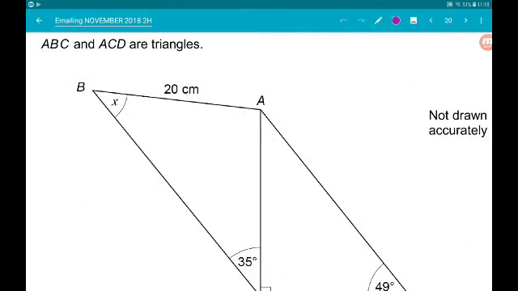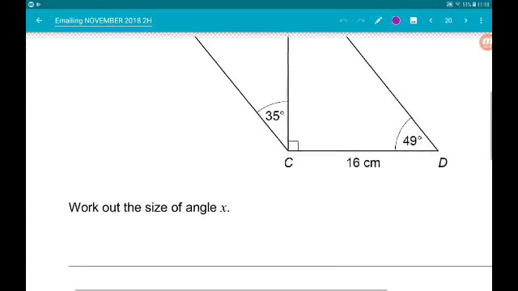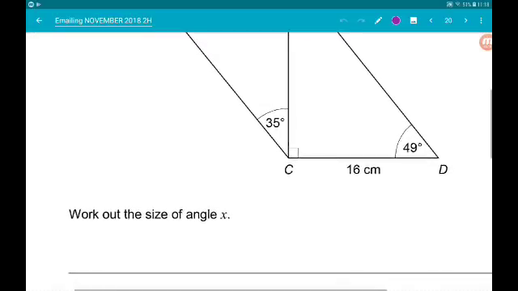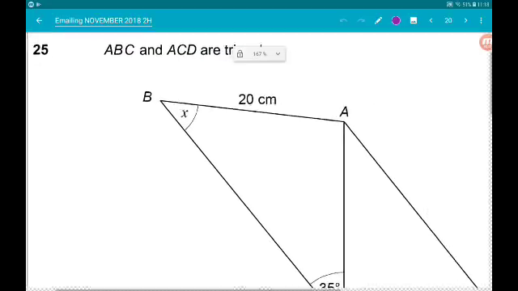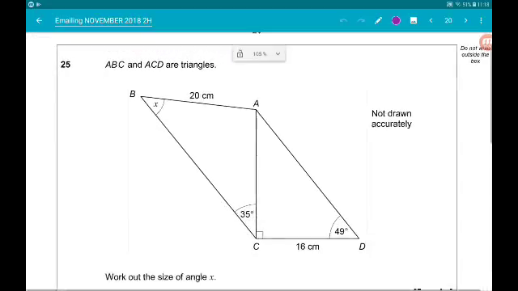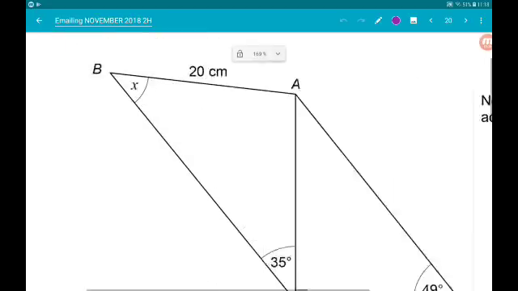K25, ABC and ACD are triangles. God, they tell us, because at this point, when your head's this tired, it could be anything. So, we want to, tale as old as time, work out the size of angle x. So that seems quite innocent. It's 5 marks. So, right, okay. So, let's see.